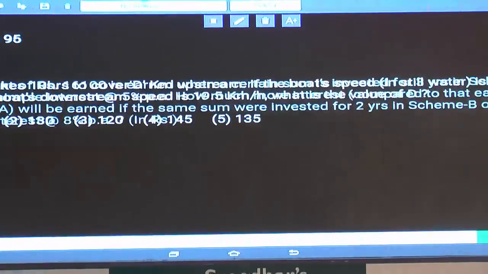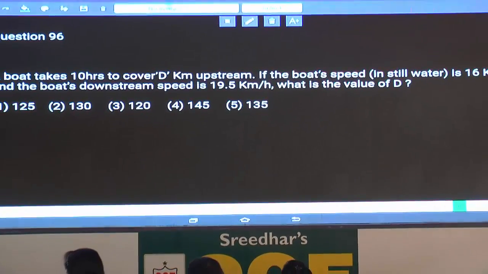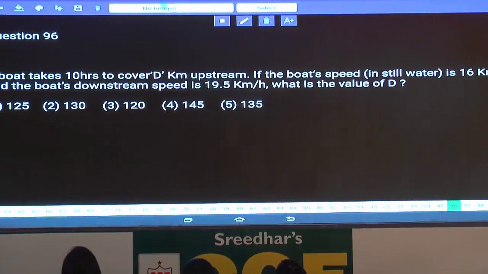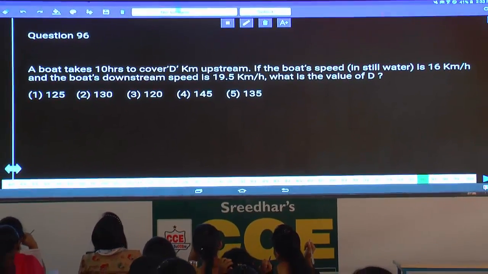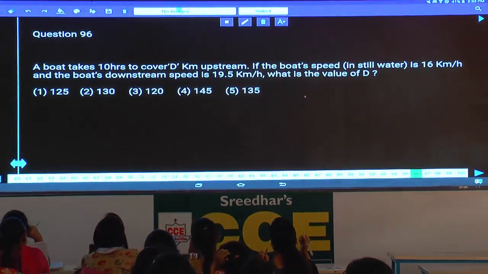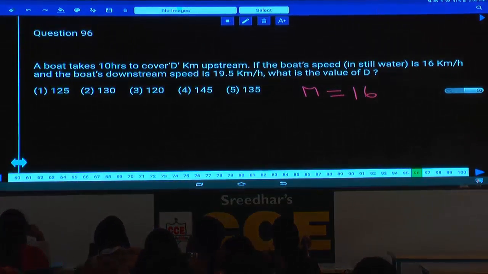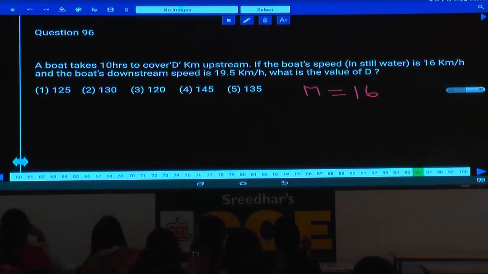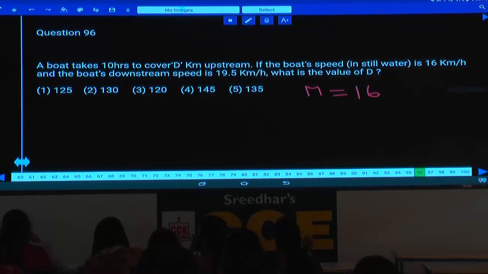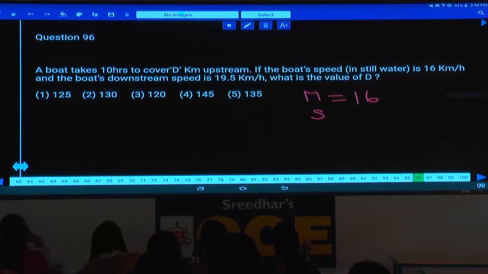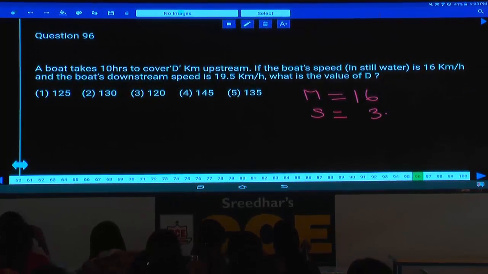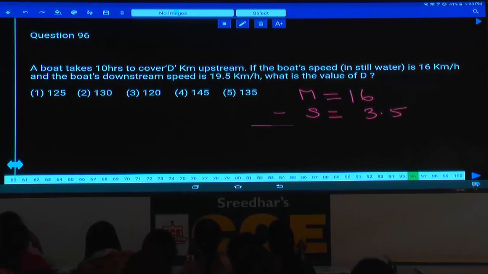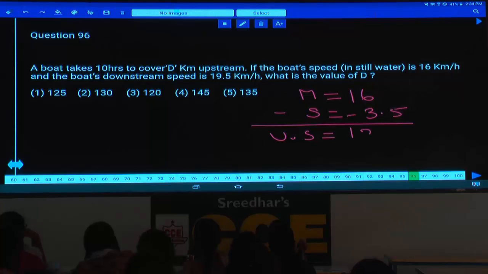Next. A boat takes 10 hours to cover d kilometers upstream. If the boat speed in still water is 16 km per hour, that is m is equal to 16. And boat speed downstream is 19.5. M plus s is 19.5. Then what about s? Come on. 3.5. M minus s is equal to upstream. 16 minus 3.5 is 12.5 kilometer per hour.